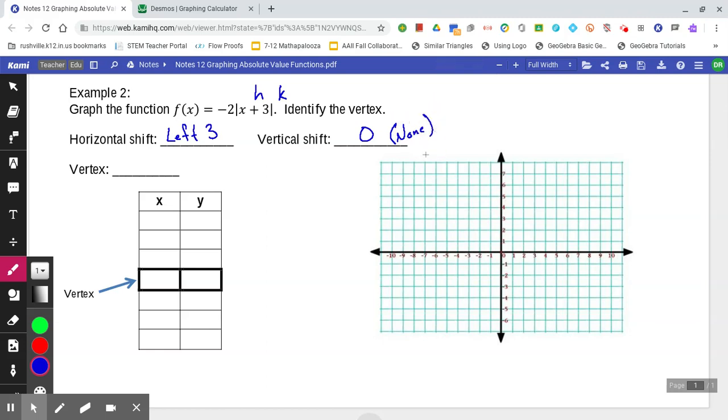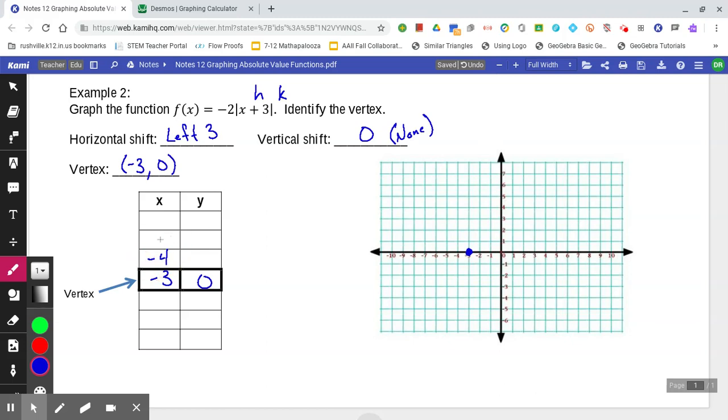However, 0 is a good number to think about when we say none, because we want to talk about where this vertex is. And if we started at our origin 0, 0, go to the left 3, and then stay there, we do not shift up or down, we would be at -3, 0. And there's where that 0 came from. So negative 3, 0 is our vertex. We're going to create our graph. So let's fill in some values.